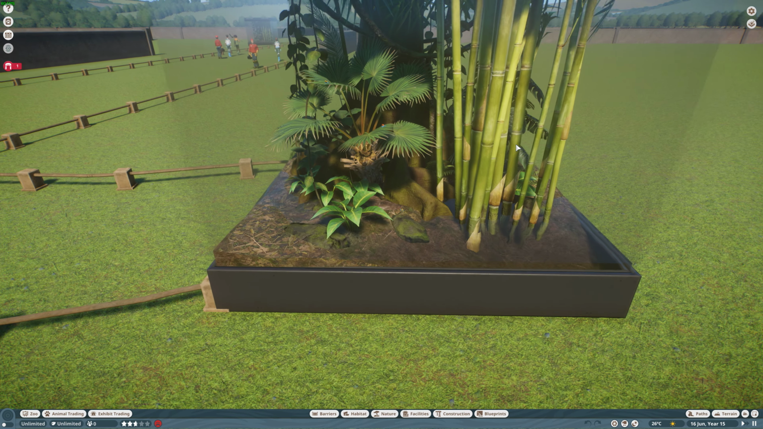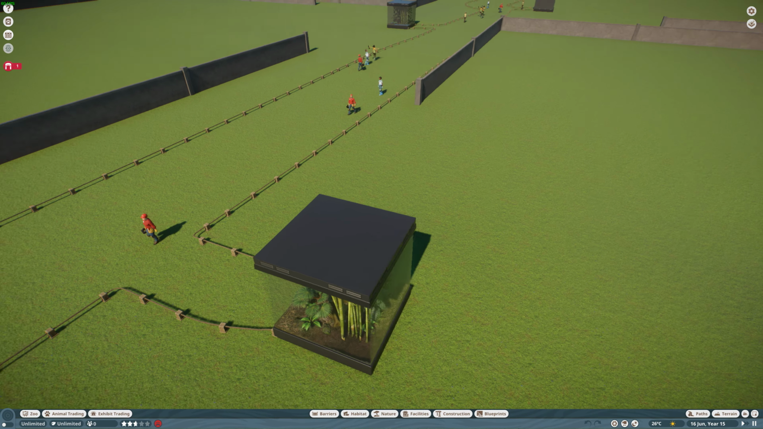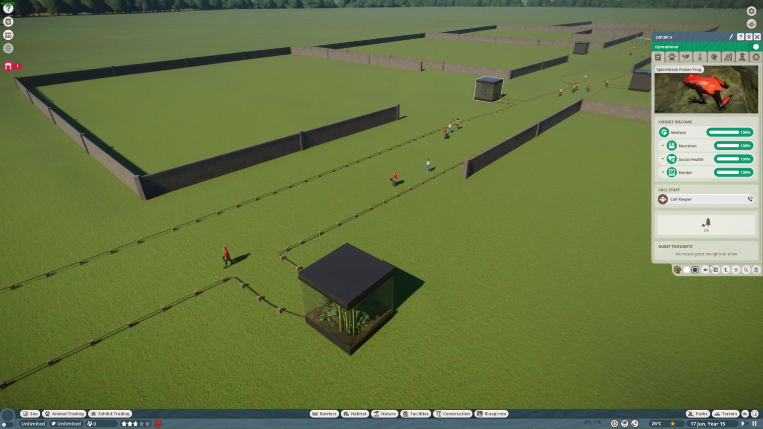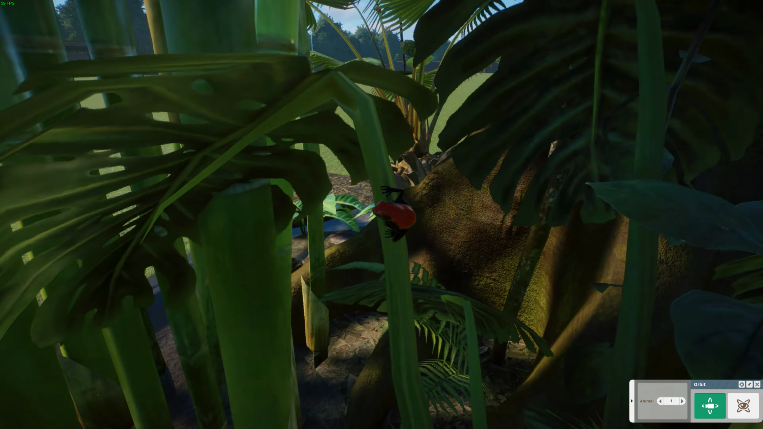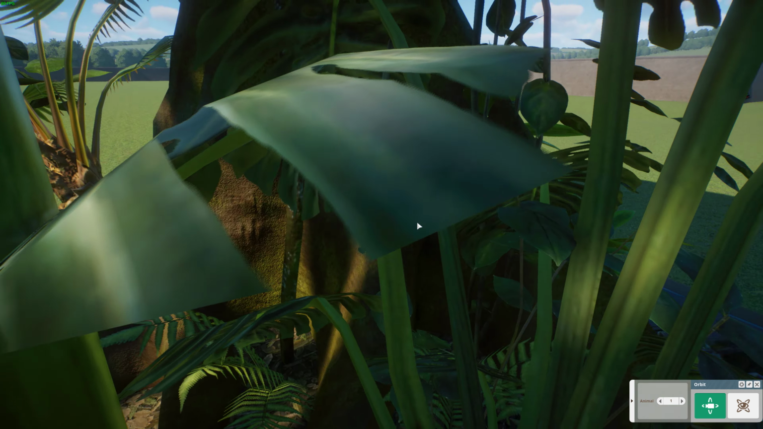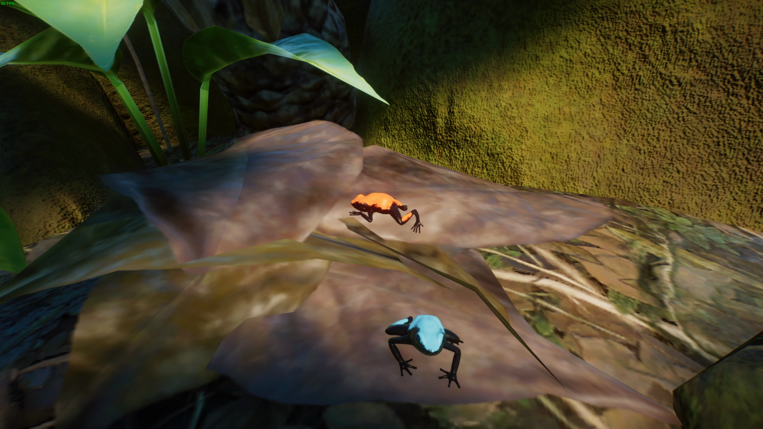Next up, we have got the Splashback poison frog. There's a few different colours on this one, so let's have a look. So you can see, we'll have a look at these two because they have both the colours. So this is the Splashback poison dart frog, also called Adelphobates galactonotus, also known as the Splashback poison frog.